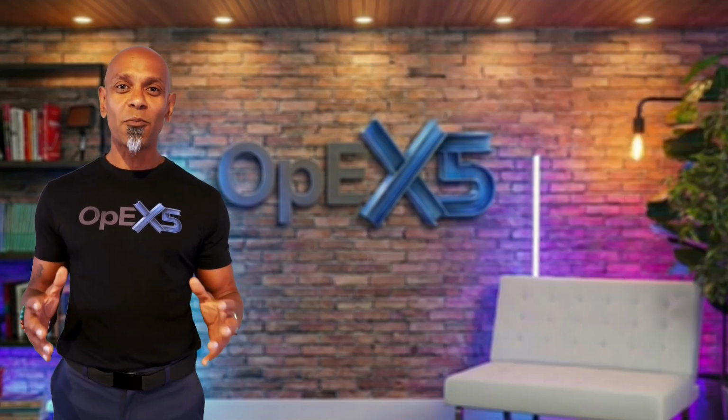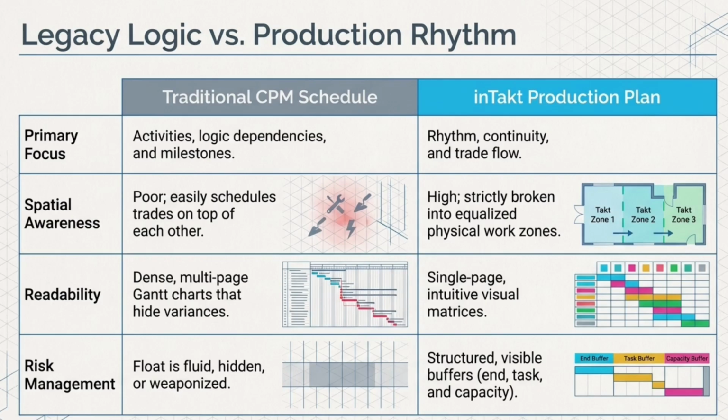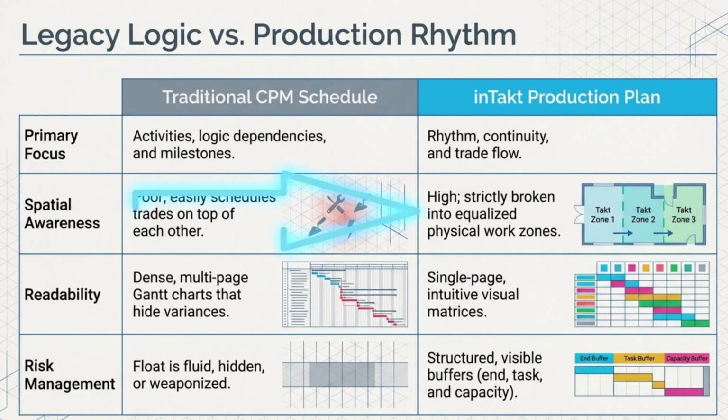Let's look at how they stack up fundamentally. The primary focus of CPM is all about activities, logic dependencies, and milestones. Takt time focuses on rhythm, continuity, and trade flow. From a spatial awareness perspective, CPM is poor because you can easily schedule trades on top of each other. For Takt time, spatial awareness is high, strictly broken into equalized work zones to ensure trade flow.